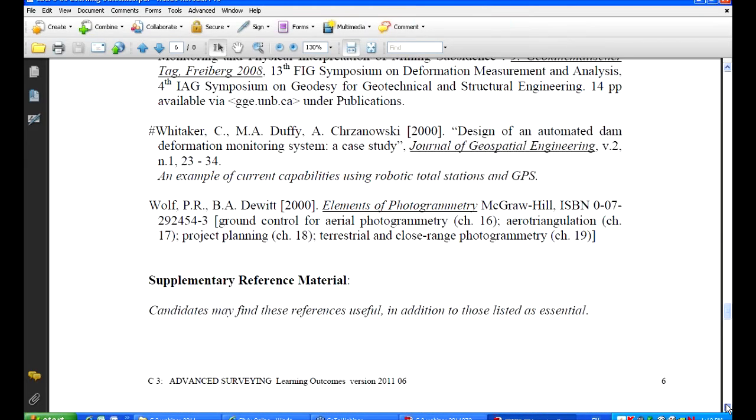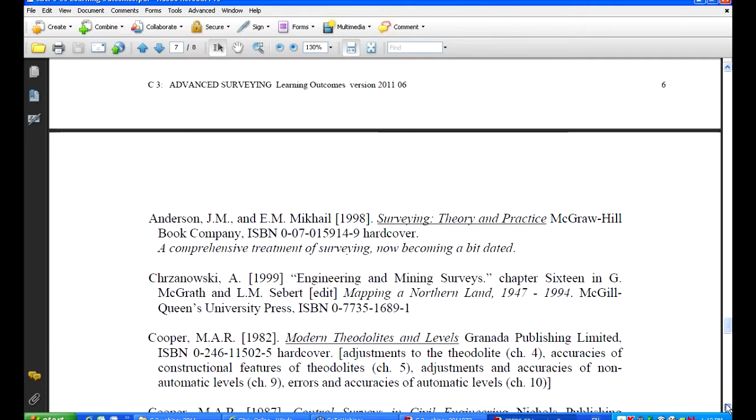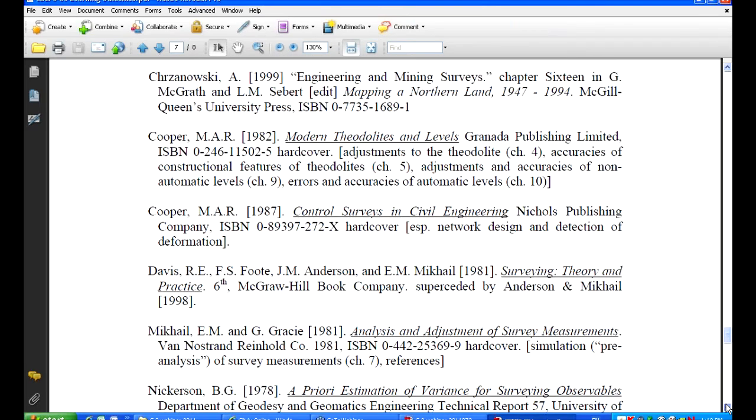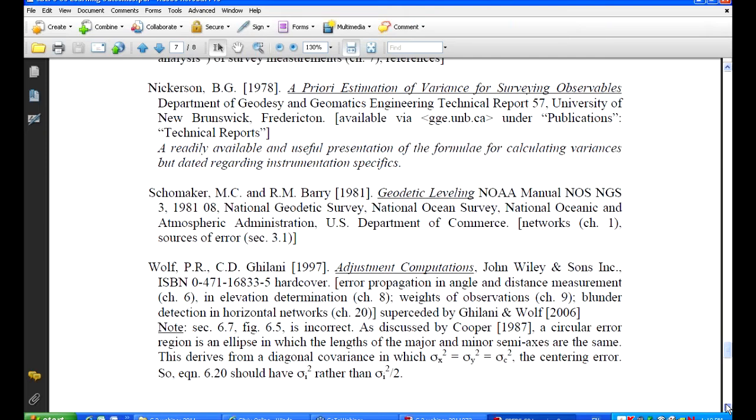The supplementary reference material are simply items that you would probably find useful if you happen to come across them. But all of the examination questions and the study guide are based on the essential references.